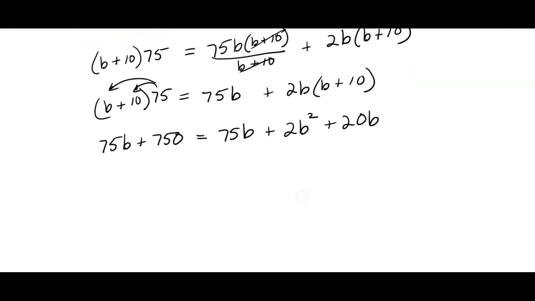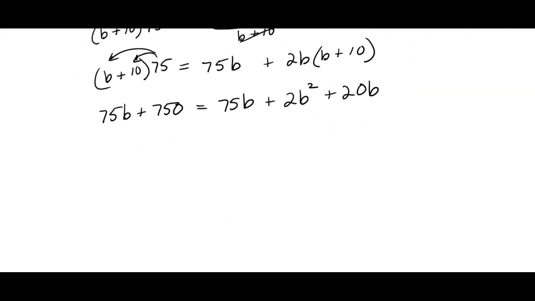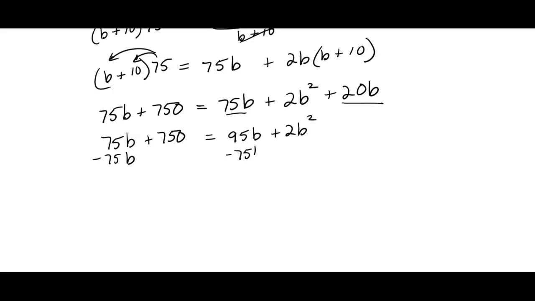Okay. I hope you have lots of paper. Okay, now we'll just keep going. I was going to do something tricky, but I won't. Okay, combining like terms, you've got 75b and 20b, so 95b plus 2b squared. Okay, we'll subtract the 75b. And then we're also going to have to subtract the 750, so we might as well do that now.